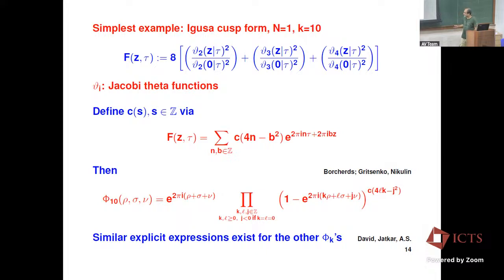And this has this product form. This is what we have for phi 10. It's a completely explicit expression. Then it requires some work to show that it actually transforms as a modular form of Sp2Z. Similar explicit expressions exist for all the other phi k that are needed: phi 2, phi 3, phi 5, and phi 7.